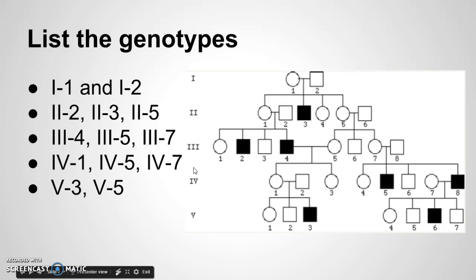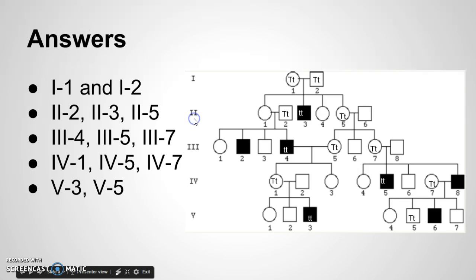So if we list the genotypes, what I want you to do is to tell me what Generation 1, 1 and 2, Generation 2, 2, 3, and 5, Generation 3, 4, 5, and 7, and Generation 4, 1, 5, and 7, and Generation 5, 3, and 5 are. And here would be your answers. So remember, you're not just copying down the answers, you're looking and figuring out why everything is the way it is.